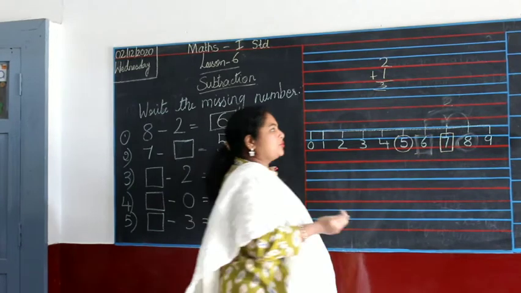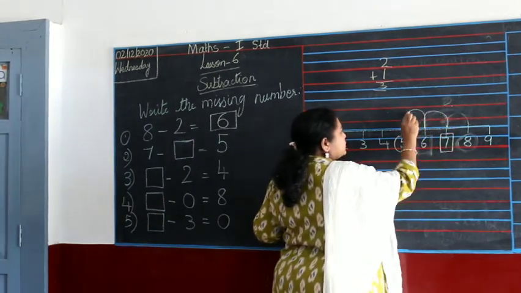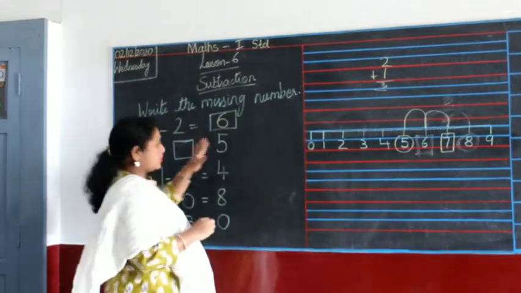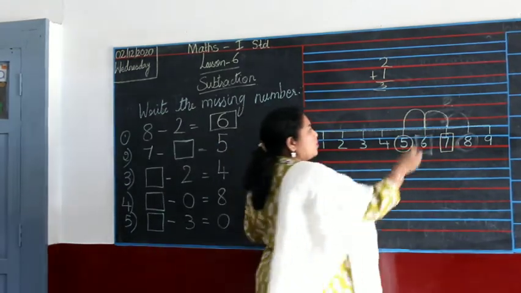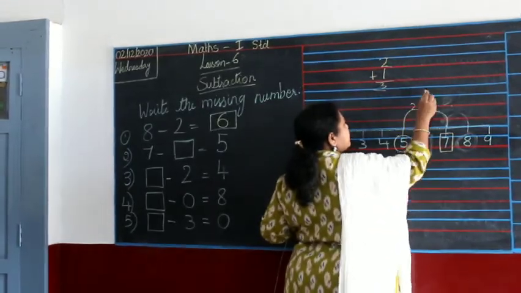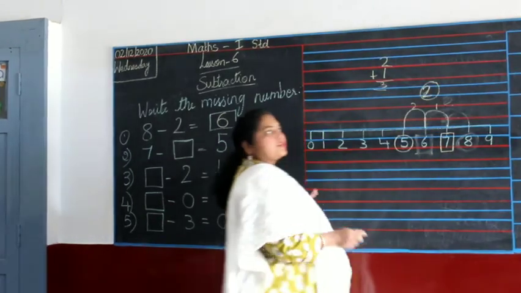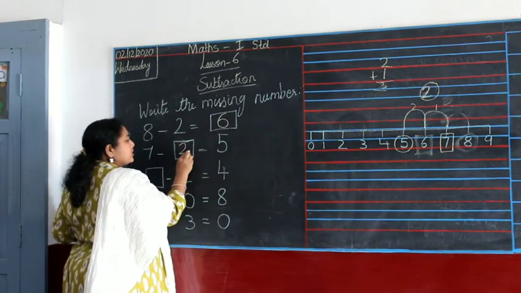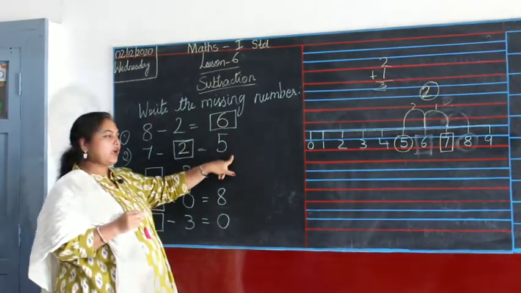How do you know? You make the jumps. From 7 jump 1 and jump 2, then you will reach 5. So from 7 you got 5. So how many jumps have you done? 1 and 2. So you have made 2 jumps, right? 2 jumps. So that's your answer. 7 minus 2, you jumped twice. So 7 minus 2 is 5.